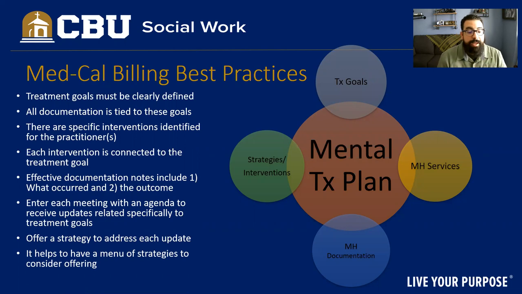So it helps to have a menu of strategies to consider offering to a client. If you're going into a therapy session and you know you're going to address suicidality, substance dependency, and running away, you'll want to have what options you discussed with your client and established as those coping mechanisms, but you also want to have a few ideas in your pocket on what to discuss in case those didn't work this week, okay? You want to brainstorm and explore that with your client.